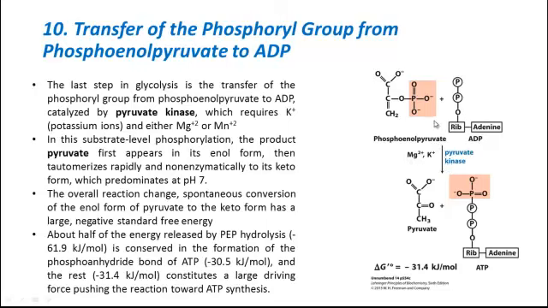In fact, this is also a substrate level phosphorylation, and in the beginning, the phosphate group at carbon number 2 is replaced by hydrogen. But this enol form of pyruvate is very unstable and it tautomerizes rapidly to its keto form. The overall reaction has a large negative standard free energy, and about half of the energy which is released by the hydrolysis of PEP, that is around 61.9 kilojoules per mole, is conserved in the formation of the phosphoanhydride bond of ATP, and the remainder is utilized to push the reaction towards the synthesis of ATP.